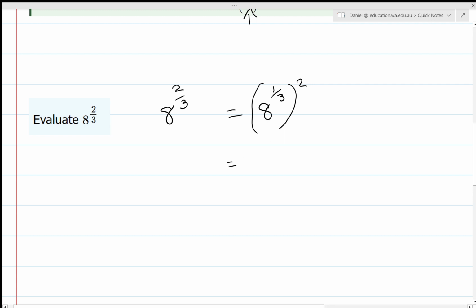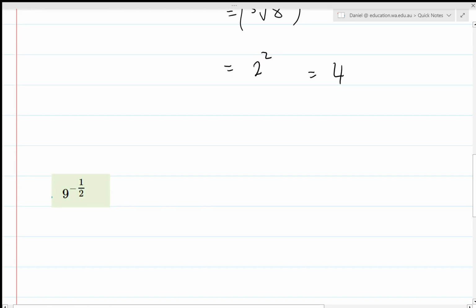So I know 8 to the power of 1 over 3, as we were saying before, is the root. So root 3, or the cube root of 8, and then that's all squared. I'm going to do that a bit better if I can. Nope. All squared. So we all know the cube root of 8 is 2. All squared equals 4. The answer to 8 raised to the indice of 2 over 3 is 4.